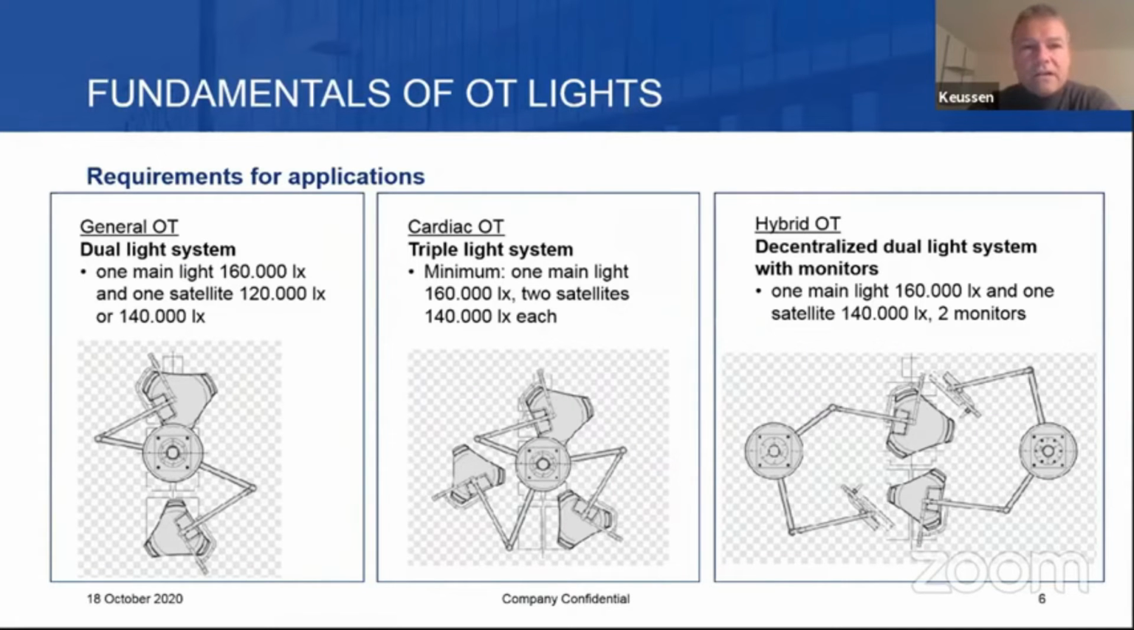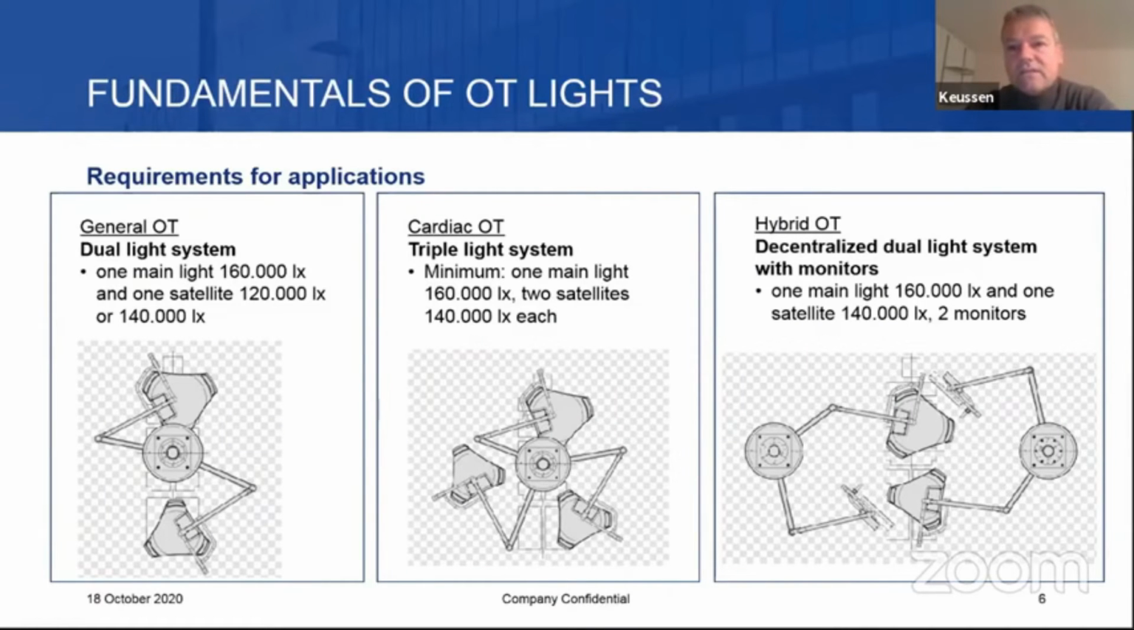However, if you are in a cardiac OR, you need to have a triple light system because, as you know, there are a minimum of 2 teams working on the patient. So you need to have one main light with 160,000 lux and 2 satellites with a minimum of 140,000 lux each. Many choose 160,000 lux lights because they want to have the optimal light, but also work with a lot of people around the patient.